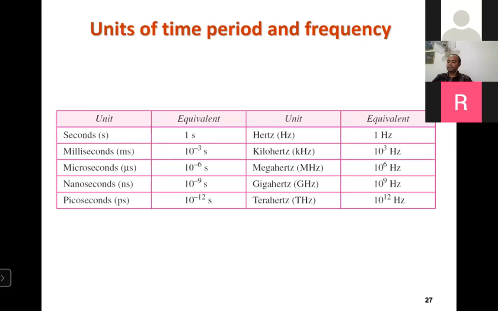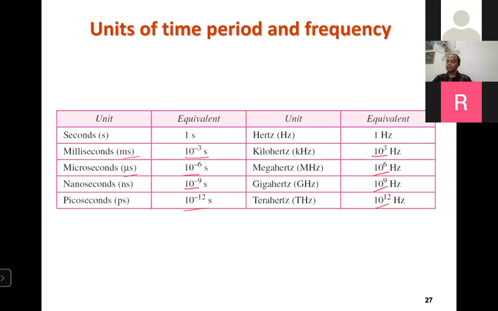Your millisecond, microsecond, these are on the negative side, less than 1. Milli is 10 to the minus 3, micro is 10 to the minus 6, nano is 10 to the minus 9, pico is 10 to the minus 12. And if you want to increase, with a positive power of 10: kilo, mega, giga, tera. Kilo is 10 to the 3, mega is 10 to the 6, giga is 10 to the 9, and tera is 10 to the 12.